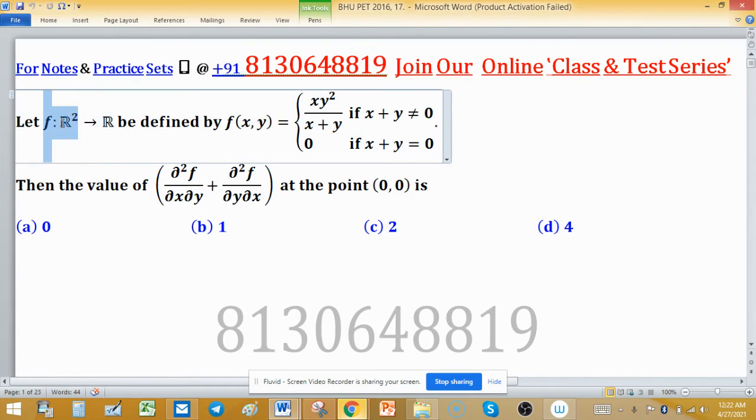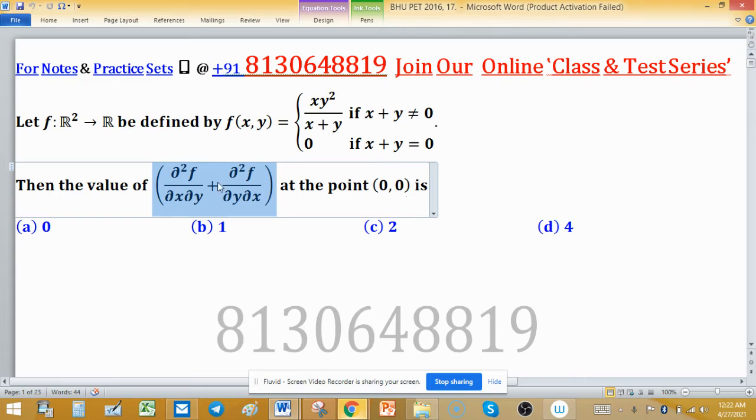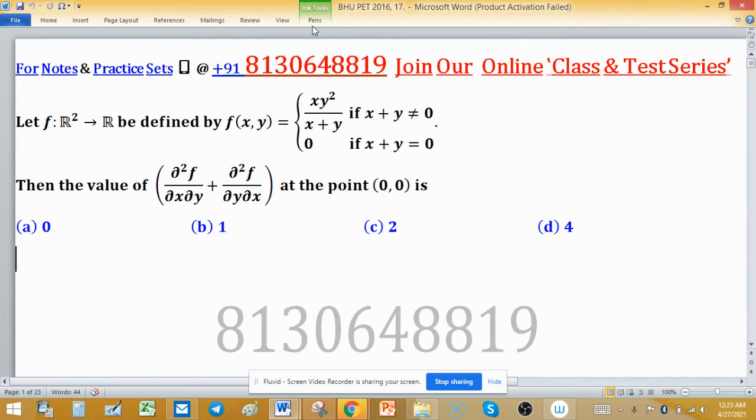Let f be a function from R squared to R defined by f of x, y by this structure. Then the value of this expression at the point (0, 0) is the second partial derivative of f with respect to x and y plus the second partial derivative of f with respect to y and x. So what is the meaning of these second partial derivatives at the point (0, 0)?